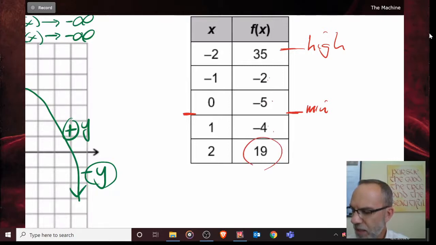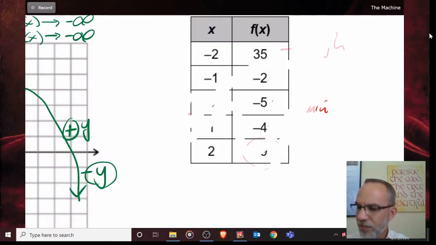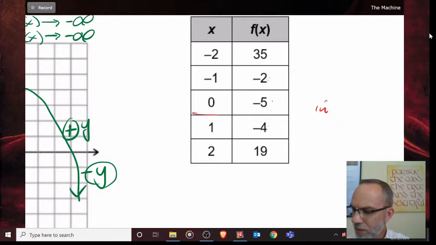35 is higher than negative 19. It's a little harder to do in a table because you don't know what it's doing to the right or left. I may have the high point, I might not have the high point. So if I'm looking just at a table, I might just have to say, hey, the relative minimum is right here in the table.